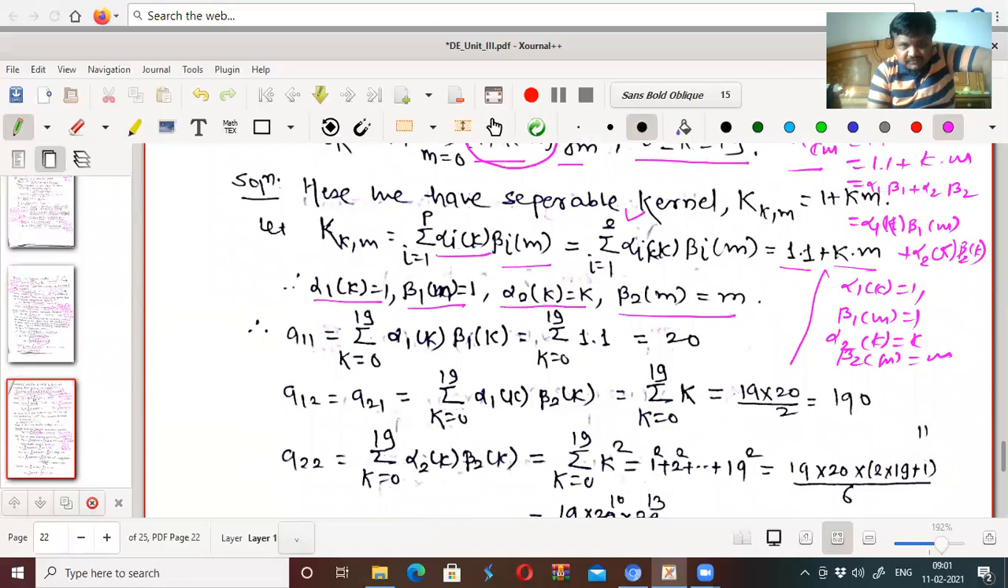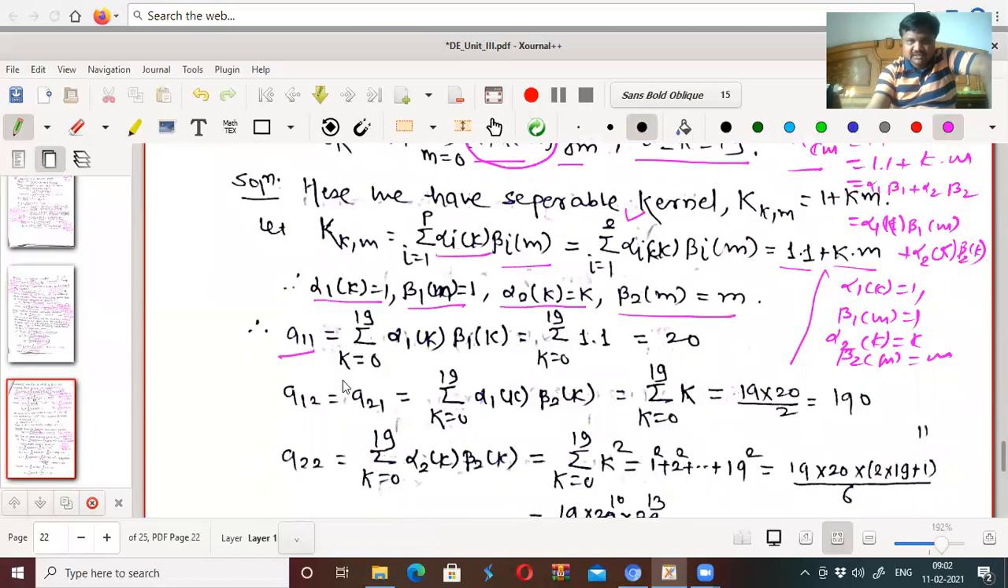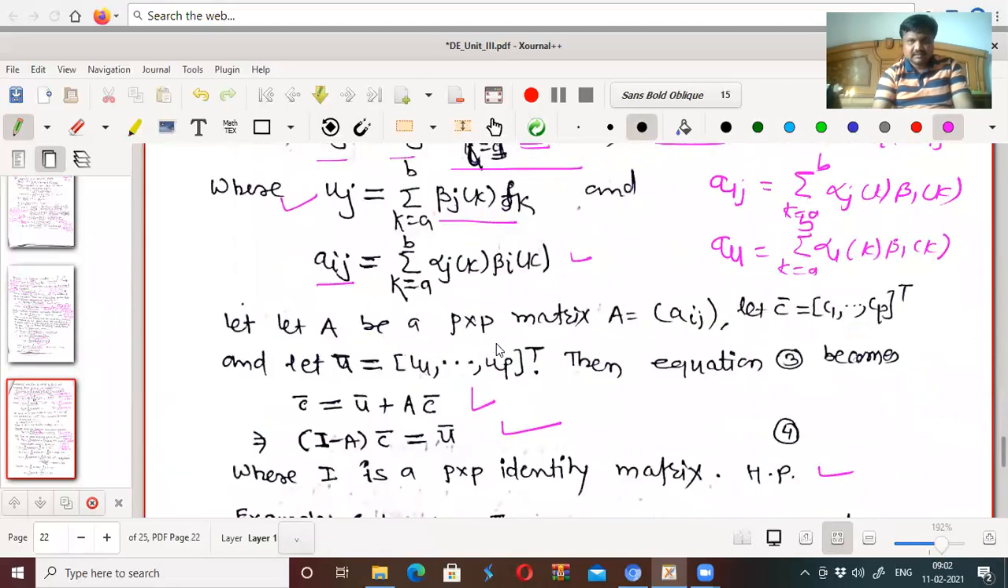Therefore, now what about a11? a11 is the summation over k from a to b. What is a here? a is 0, b is 19. Therefore a11 is the summation from k equal to 0 to 19 of alpha 1k beta 1k. In general, what is aij? aij is the summation from a to b of alpha ik beta jk. So what is a11 here? It is the summation from k equal to a to b of alpha 1k beta 1k.